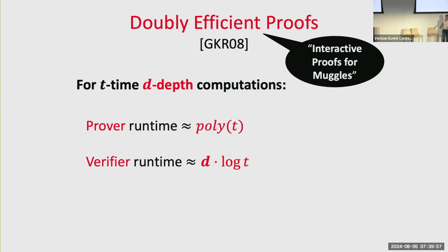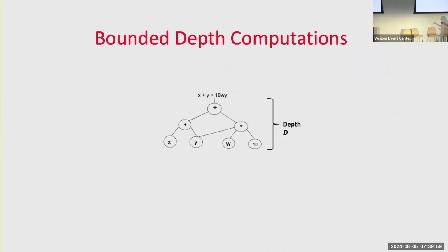Okay, so first, what is a depth D computation? Think of a computation as consisting of addition and multiplication gates. We'll stick to the algebra that Swastik had, so like polynomials, think of addition and multiplication gates. And think of the circuit as layered, and the depth is the number of layers in the circuit. So the size of the circuit or the time is the number of gates, but the depth is the number of layers. So now I'm going to show you how to do an interactive proof.